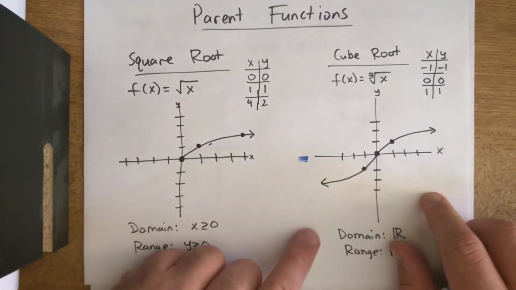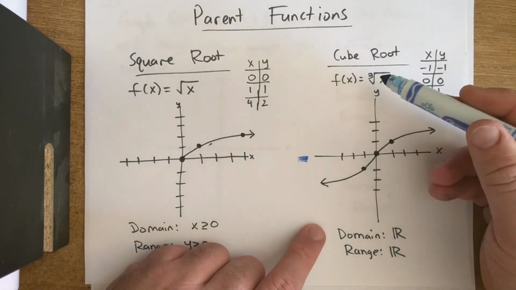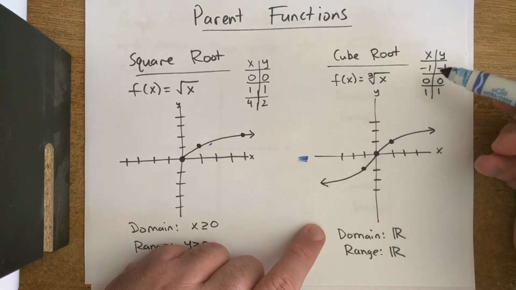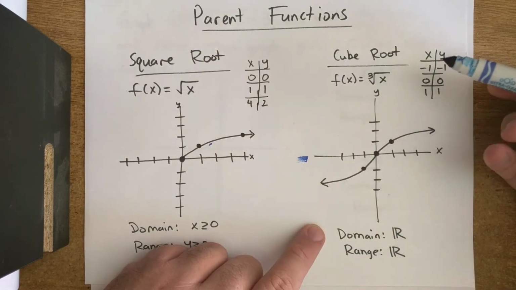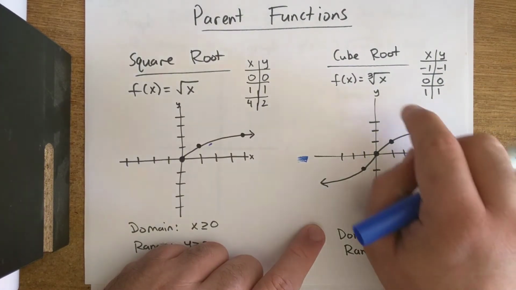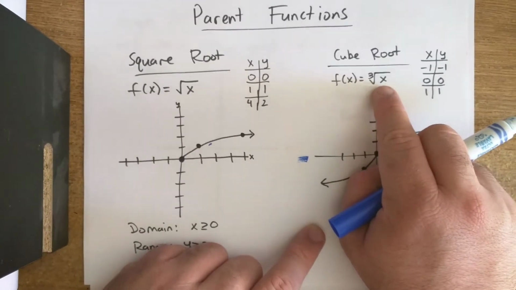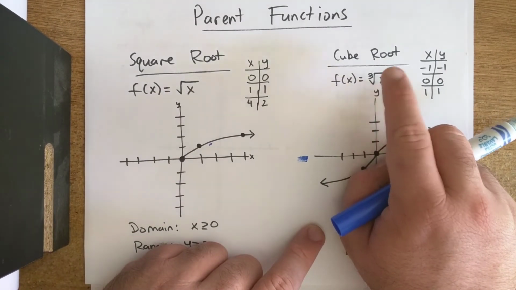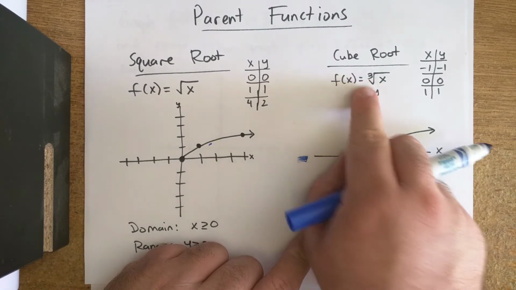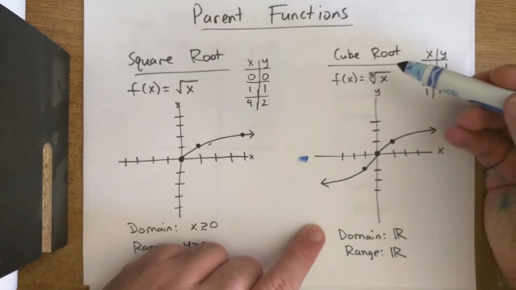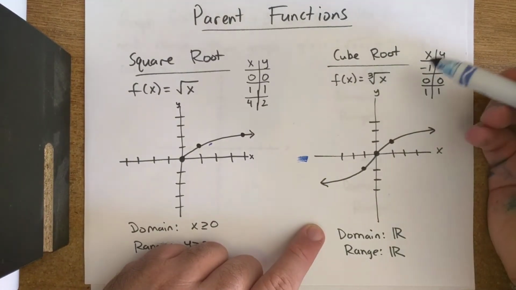Let's look at the cube root function. So we have f of x equals the cube root of x. I made a table for this one, and what I did with this table is we are allowed to have negatives inside of odd root functions. Odd root. So, 3 is an odd number. So I'm allowed to plug negative numbers into the cube root of x.